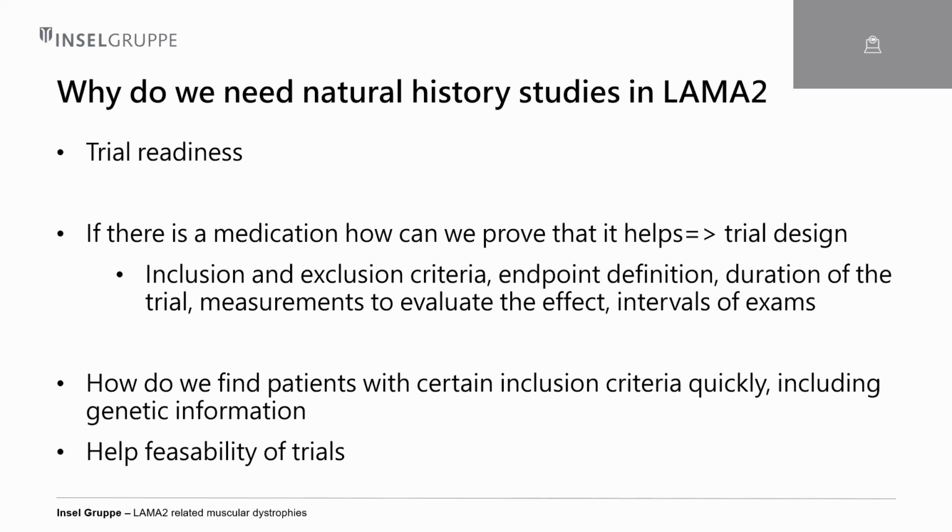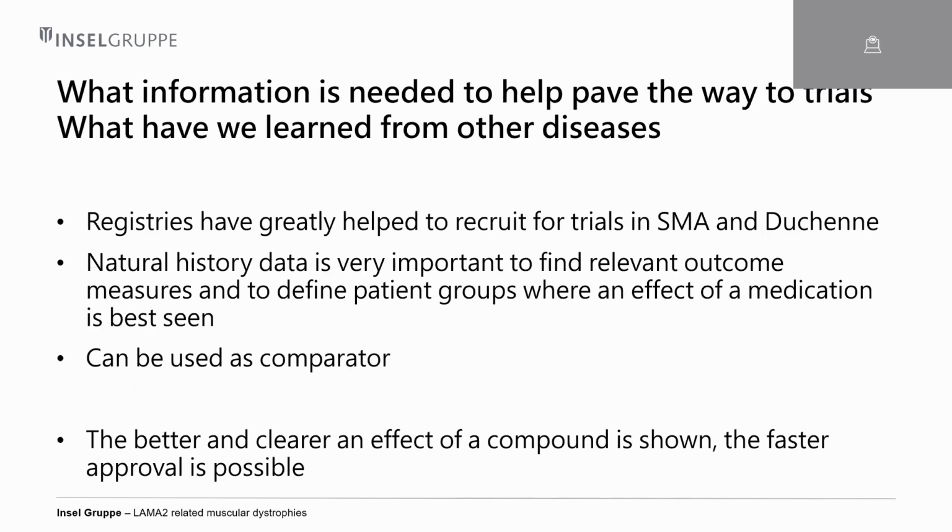We also need the natural history studies, because then we know where the patients are and we can quickly find them if they fulfill a certain inclusion criteria. And this is also something that helps feasibility. If a big pharmaceutical company wants to do a trial, they want to know how many patients you can include in the trial quickly, because the longer it takes, the more expensive it is. So if we are ready with that, this is also something that helps.